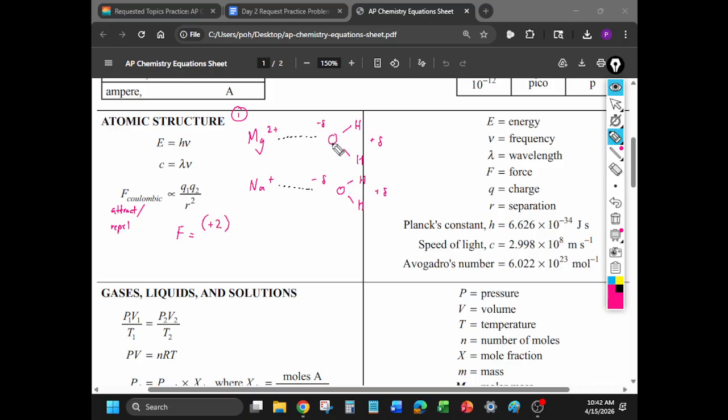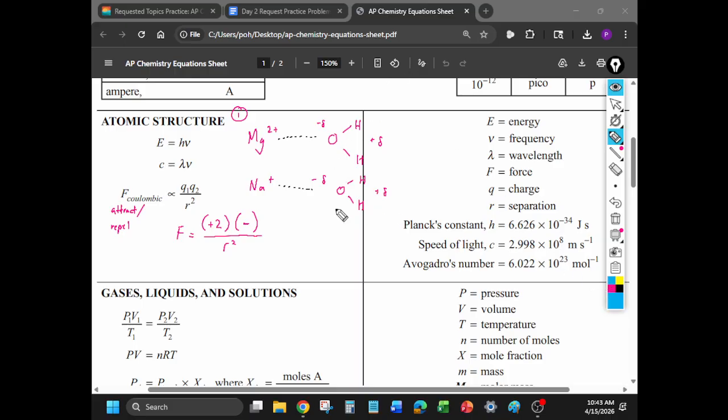And then Q2 is not -1 or -2 or anything. We just know it's partially negative, right? So for that, let's just write that it's a negative number. Okay, so this is a minus sign. And then we're just going to write r2 just to show that there's some distance between them because they're not completely stuck to each other.